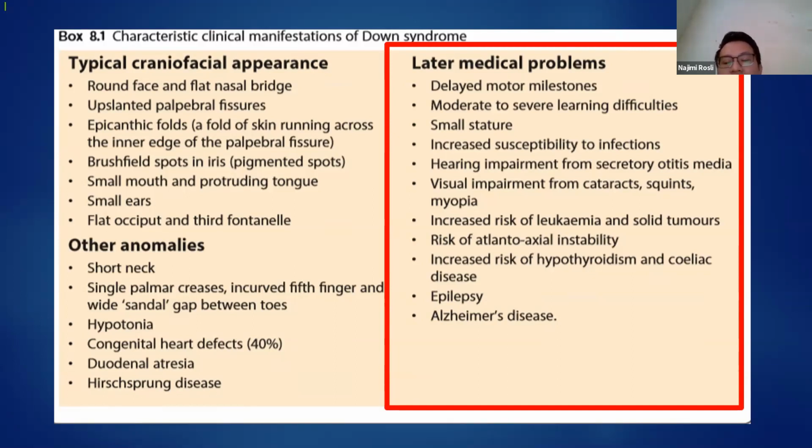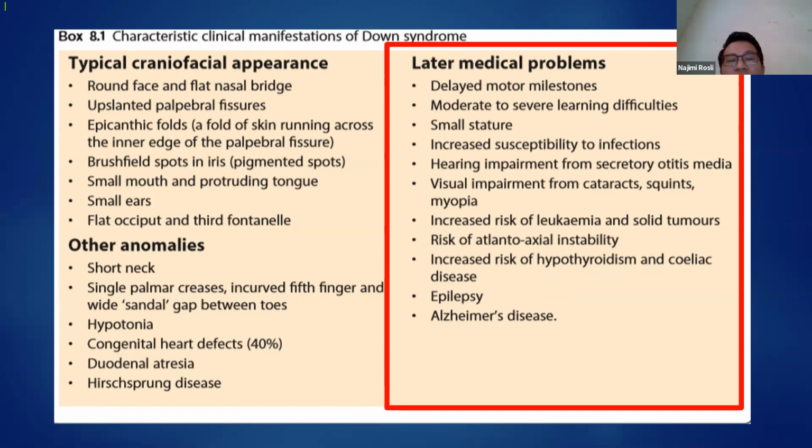For the immunological system, they have impaired cellular immunity, which leads to high incidence of infections, and also autoimmune disorder and malignancy. For the musculoskeletal, they have hypotonia, and also risk of atlantoaxial instability. And last is the endocrine system. They have hypothyroidism, and also can develop type 1 diabetes mellitus and celiac disease.